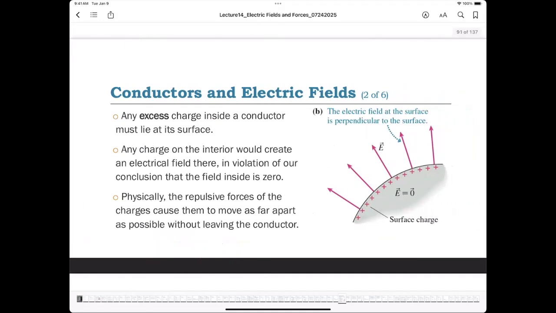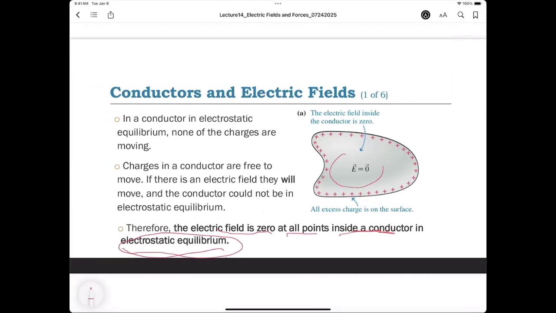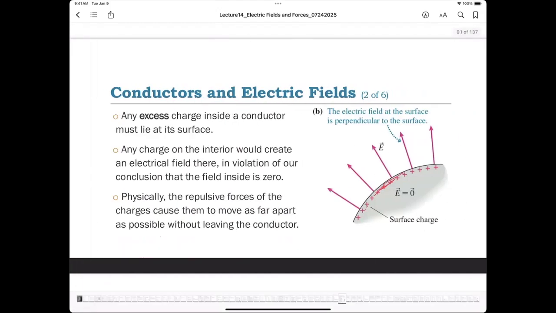Any excess charge inside a conductor must lie at its surface. Any charge on the interior would create an electric field there. Here you can create an electric field, but inside, the electric field is zero. It will reach an electrostatic equilibrium. Any charge on the interior would create an electric field there, in violation of our conclusion that the field inside is zero. Am I right?